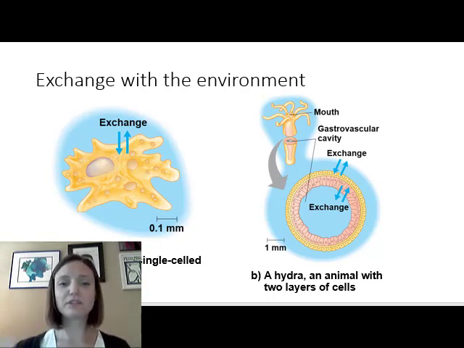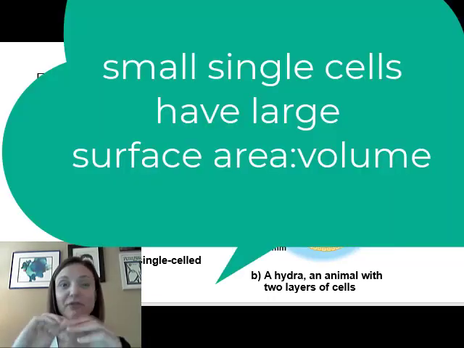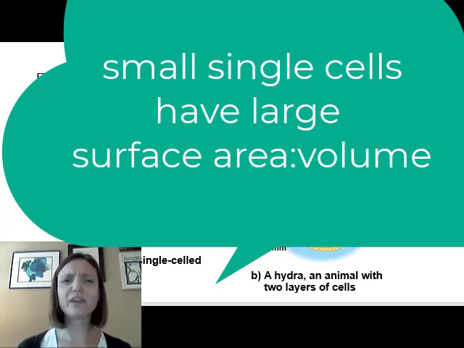And so most single-celled organisms, like this amoeba right here, tend to be fairly small, because the smaller the single cell is, you have a really high ratio of surface area, the surface area of that plasma membrane of that one cell. You have a high ratio of surface area compared to the internal volume, right?